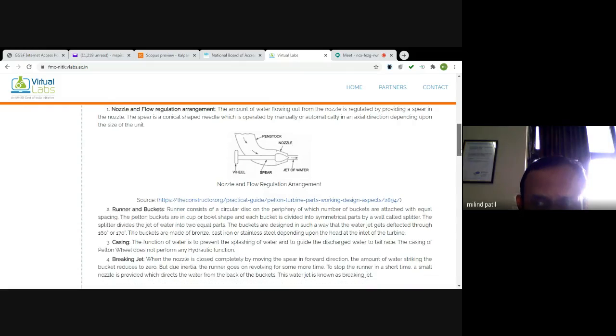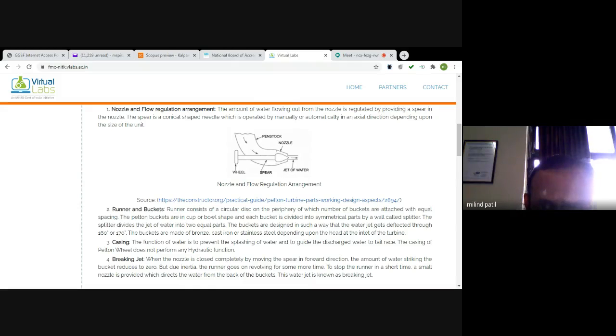Governing is the mechanism that is generally provided with all types of turbines so that the turbine can run at a constant speed. The constant speed is needed for the generation of 50 hertz frequency electrical energy. And we need to run the turbine alternator set to be at constant speed. Hence it is necessary to have a nozzle control governing arrangement.